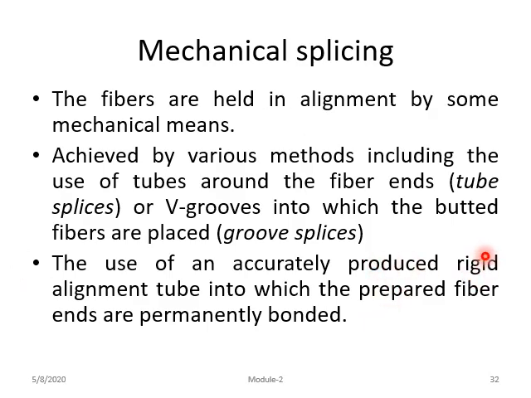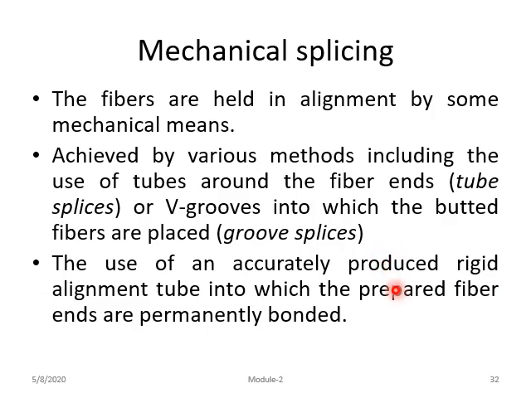Next type is mechanical splicing. This is another type of fiber splicing. Here the fibers are held in alignment by some mechanical means. So with the help of mechanical means, we are just aligning the fiber ends. This is achieved by various methods, including the use of tubes around the fiber ends and V grooves into which the butted fibers are placed together. So tube splices is one, and another one is groove splices, also called V-groove techniques.